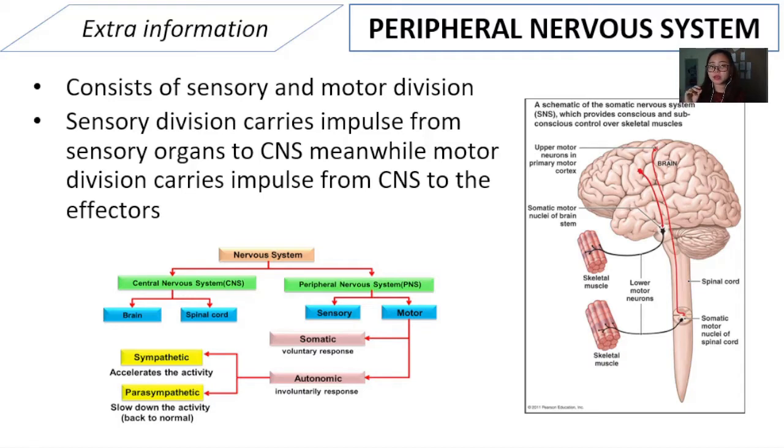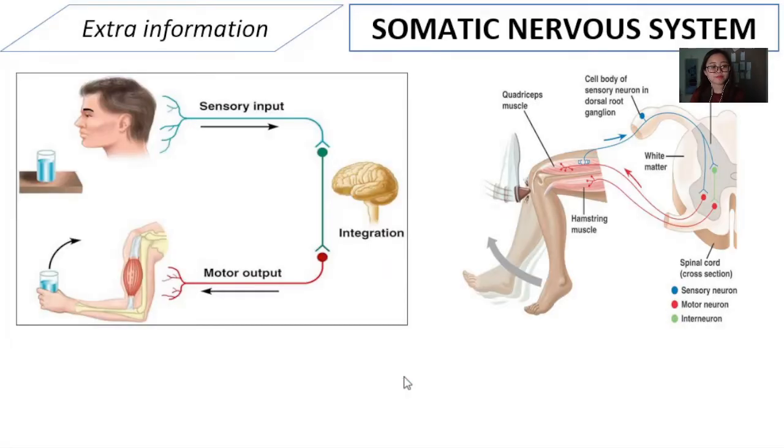Jadi, kebanyakan daripada mereka fungsinya adalah untuk detect stimuli, sampaikan stimuli kepada central nervous system. Lepas itu dari central nervous system akan ada arahan baru ataupun impuls baru. Jadi impuls baru daripada central nervous system itu akan dibawa oleh motor division of peripheral nervous system to the effectors. Usually the effectors are muscles or glands.